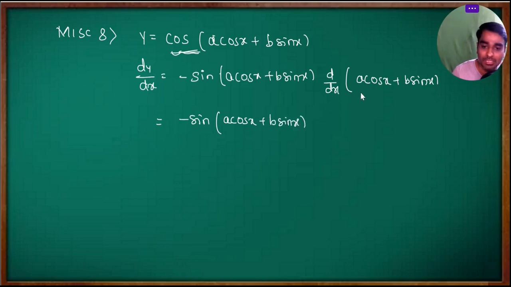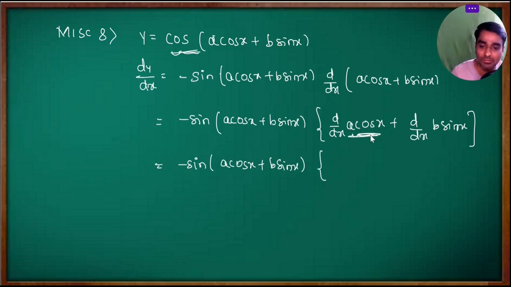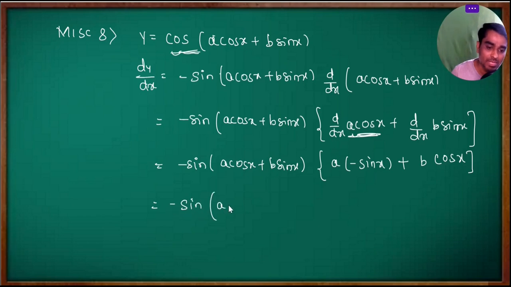Now what will happen here? This will be separately differentiated, that is d by dx of a cos x plus d by dx of b sin x. Like this we are going to differentiate. So I have here again the same minus sine of a cos x plus b sin x kept as it is. Now coming to this flower bracket, what is the differentiation of a cos x? A as it is, cos x differentiation is minus sin x, correct? A as it is because A is a constant, plus B as it is, and the differentiation of sin x is what? Cos x.